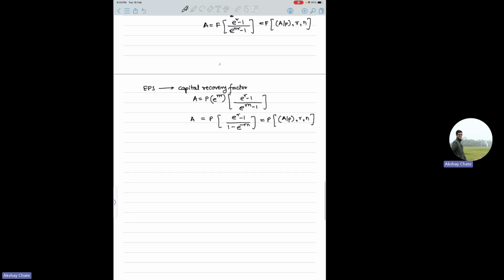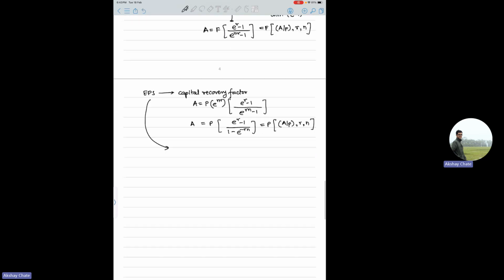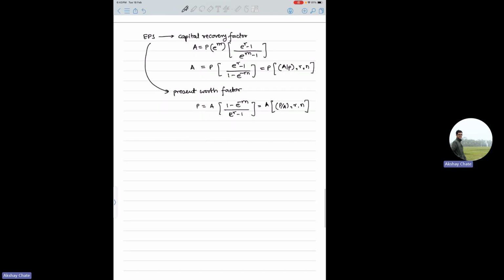Okay. And then the last case would be the present worth factor. So this will be between P and A, right? So in that case, it will be P equal to A, inverse of this. So 1 minus e power minus rn over e power r minus 1. And then you can write this as A into P by A, comma r, comma n. Okay. And then this geometric series also you can do.